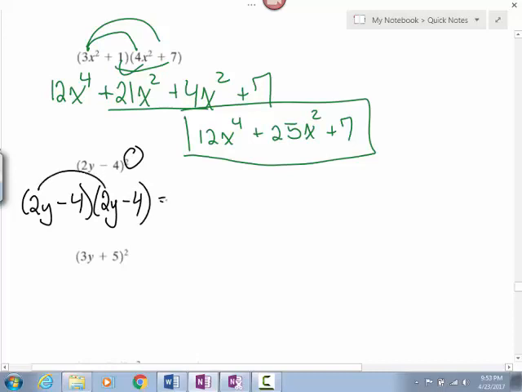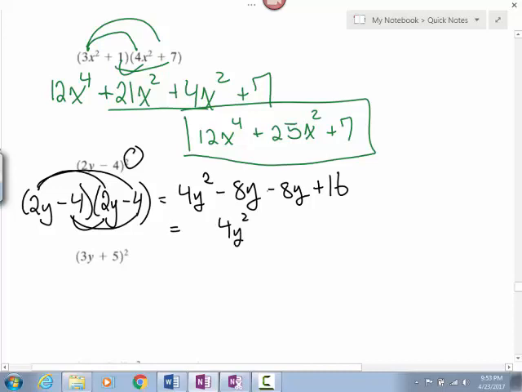So 2y times 2y is 4y squared. 2y times negative 4 is simply a negative 8y. Negative 4 times 2y is another negative 8y. Negative 4 times negative 4 is a positive 16. So now we can go ahead and combine our two terms here in the middle. So they're both negative. Negative 8y minus 8y is a negative 16y plus 16.